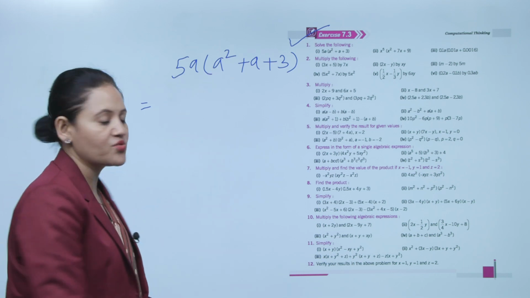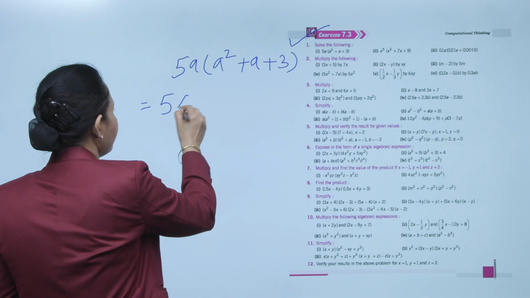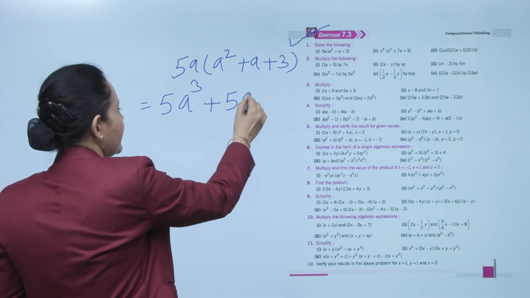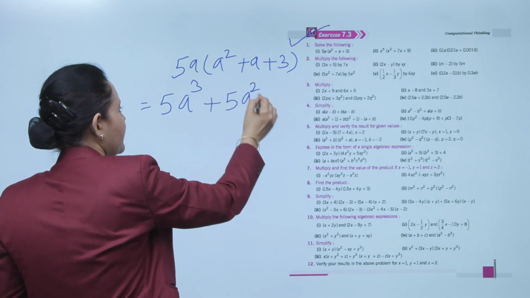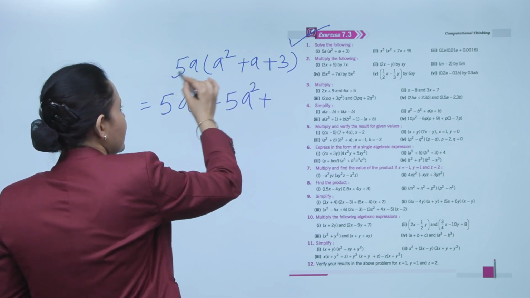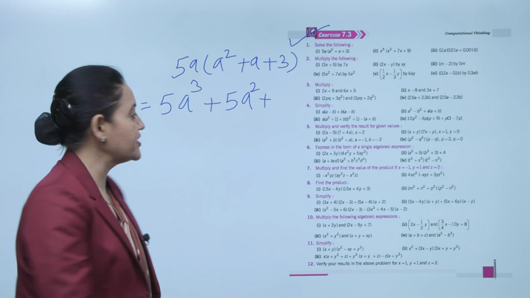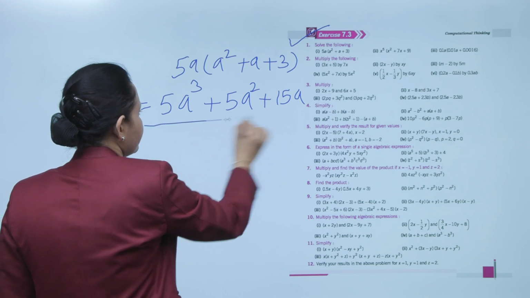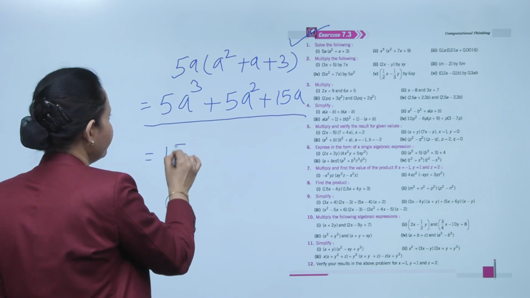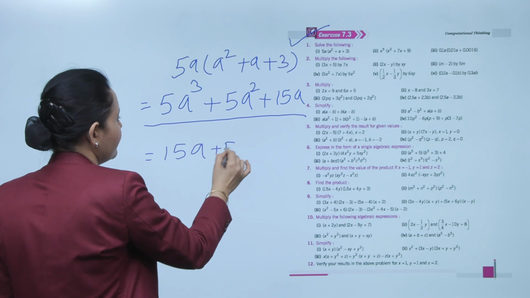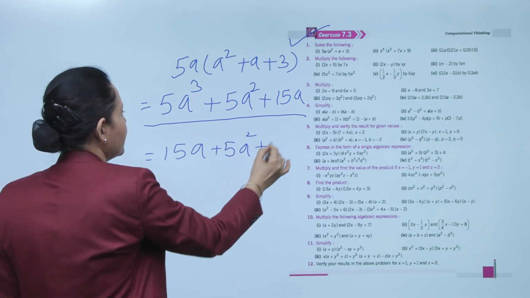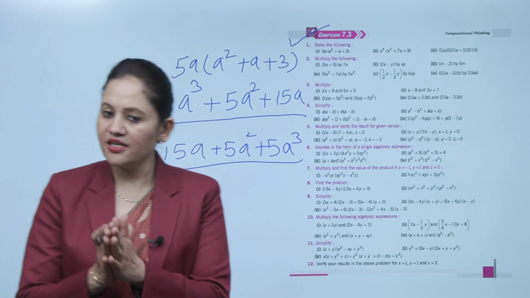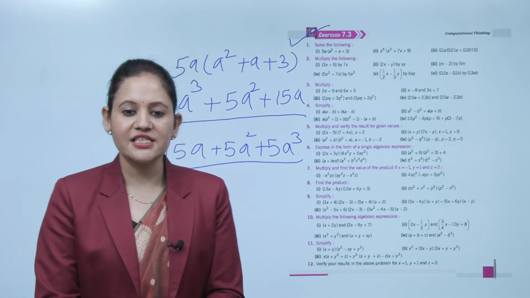5a multiplied by a square, that is equals to 5a to power 3, plus 5a multiplied by a, that is 5a square, plus 3 into 5a, that is 15a. We can arrange it as 15a plus 5a square plus 5a cube. That is our answer. Clear? Practice all the questions of this exercise.